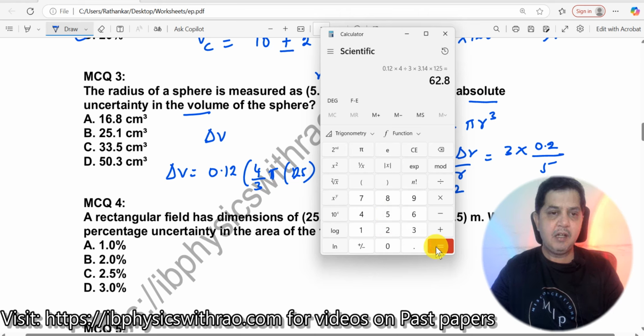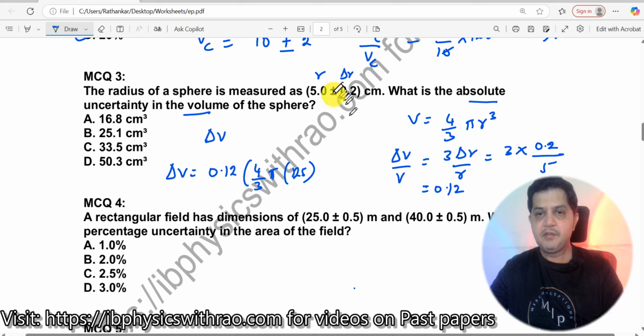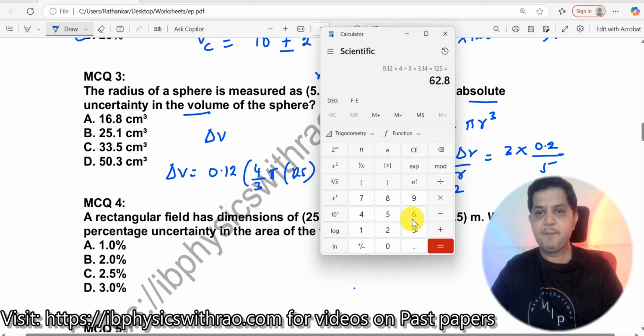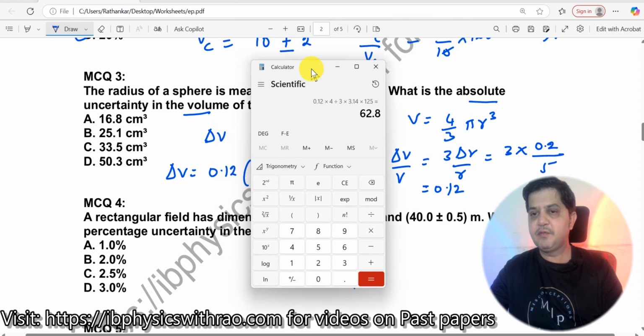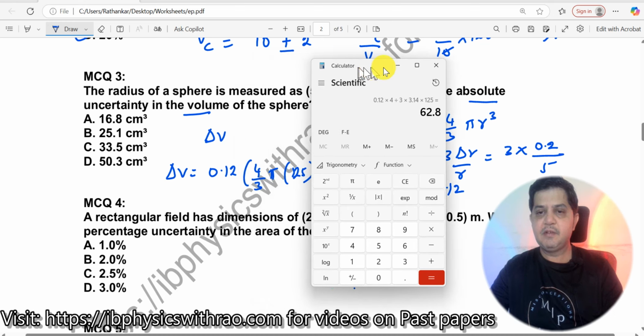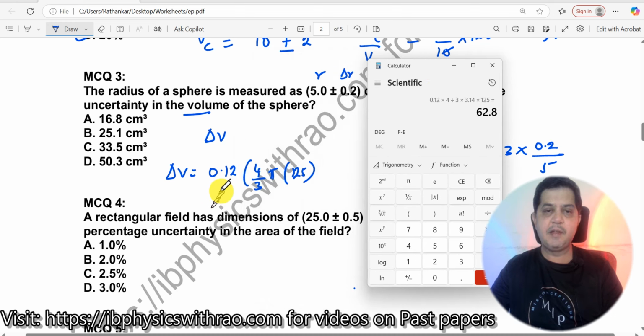None of the answers are close. Let me just find out what went wrong. 5 cubed, 5 into 5 into 5, is 125. This is correct. Let me just recheck my answers. 0.12, 4 by 3, 3 into 0.2 divided by 5. So that's right. Delta V over V is equal to 0.12.